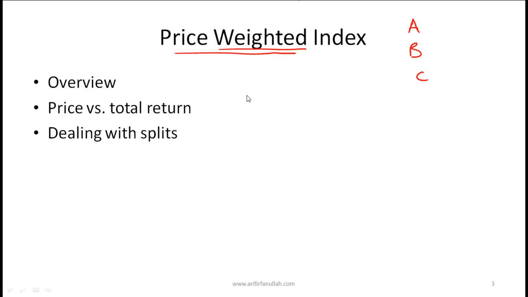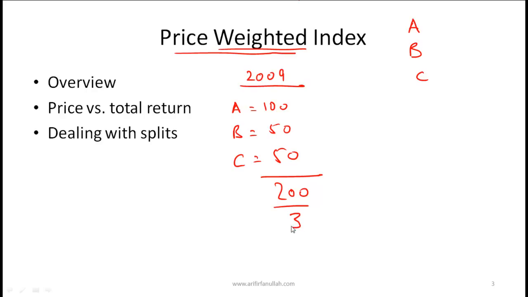So let's take a situation where we start the index in, let's say, 2009. At the start of the year, let's say A has a price of 100, B has a price of 50 and C also has a price of 50. The way we will create an index here is we say that the index value at the beginning of 2009 is 200 divided by 3, which is equal to 66.67.